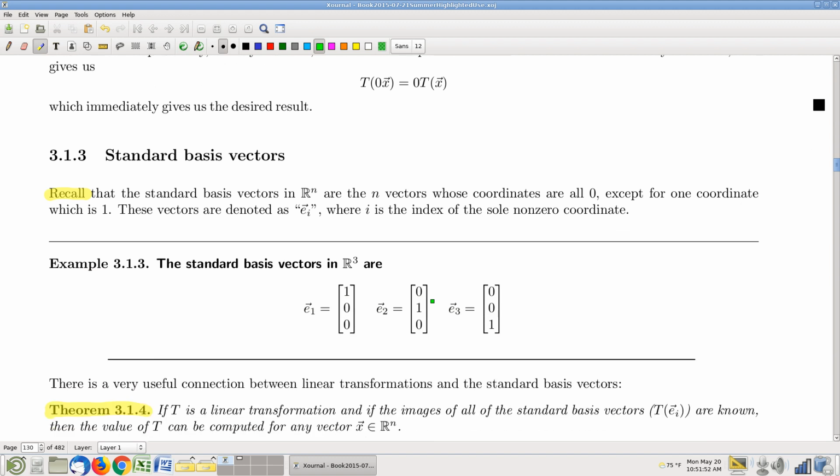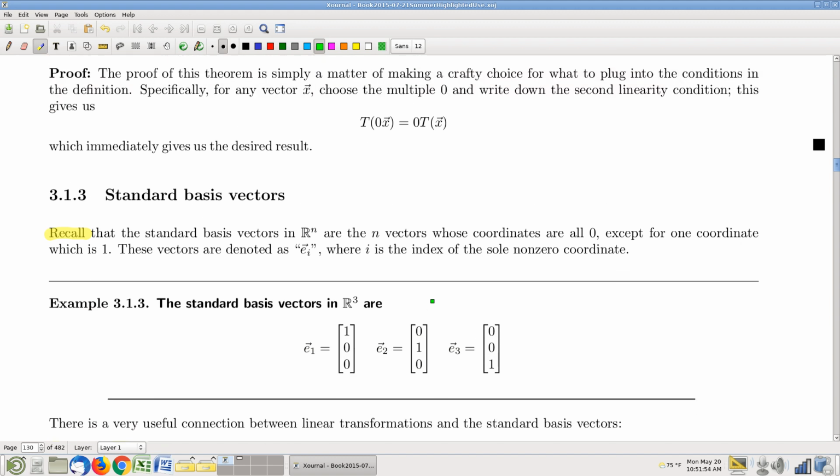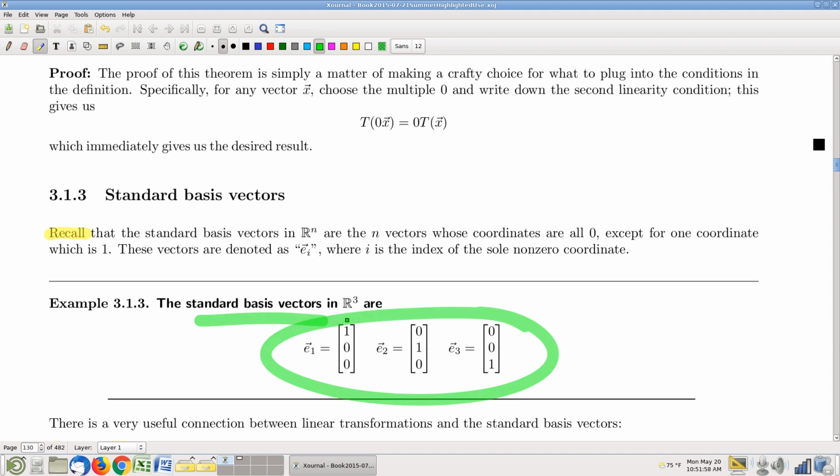More neat facts. Now, I want to remind you about standard basis vectors. We talked about standard basis vectors a long time ago, back in, it was a week ago. It feels like forever ago. It was over 100 pages ago. Count the hours. Anyway, hope everybody remembers.